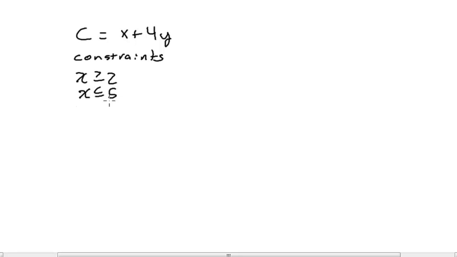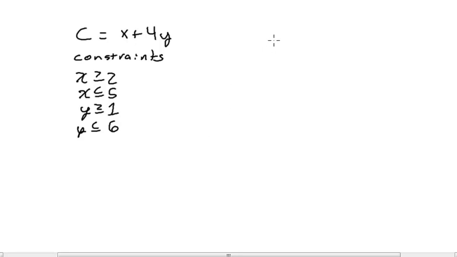Alright, so let's say that our objective function is c equals x plus 4y, and we're trying to find the maximum or minimum values of this function subject to the given constraints. The constraints we're given are x is greater than or equal to 2, x is less than or equal to 5, y is greater than or equal to 1, and y is less than or equal to 6.